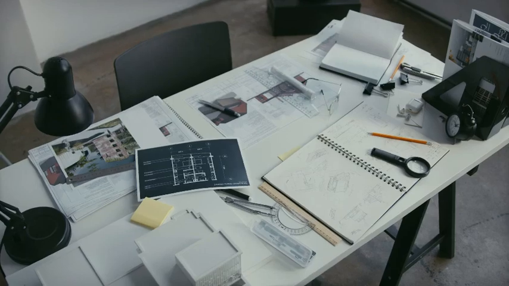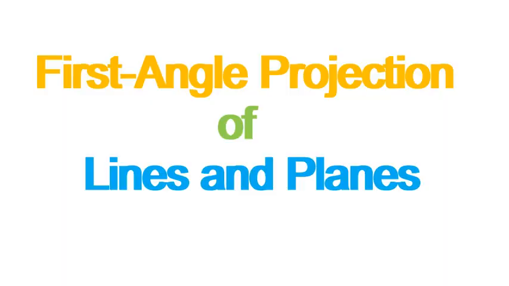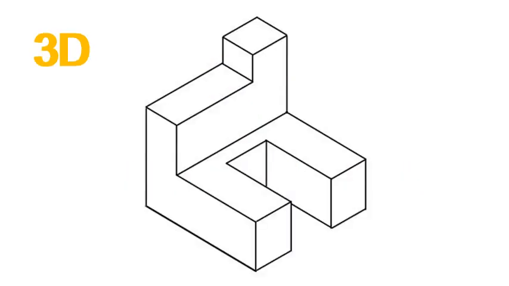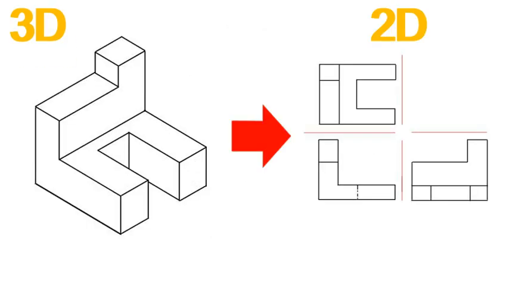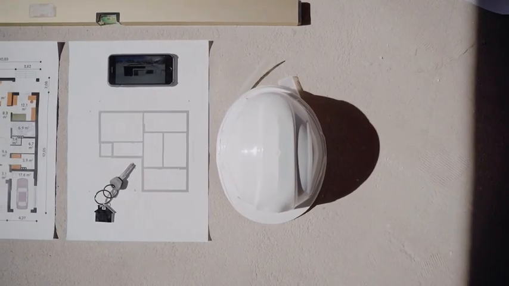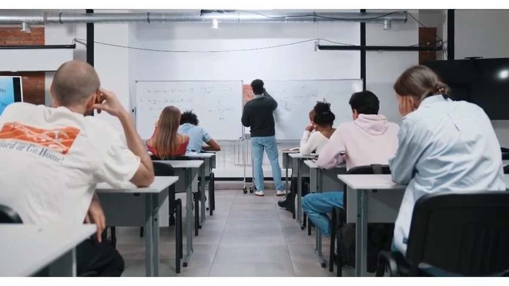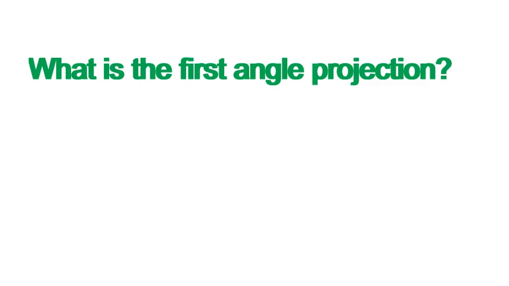Today, we're going to learn an important topic in engineering graphics. First angle projection of straight lines and planes. This concept is the foundation for visualizing objects in 3D and converting them into accurate 2D views. It's not only crucial for exams, but also for real-world applications in design, drafting, and engineering practice. Many students struggle with it, but don't worry, I'll guide you step by step in the simplest way possible.